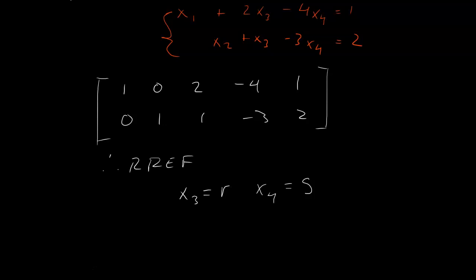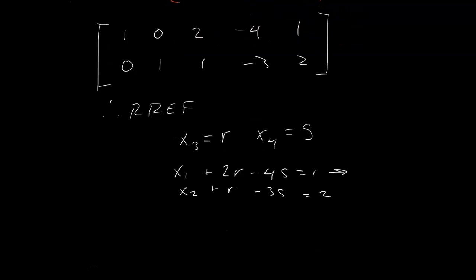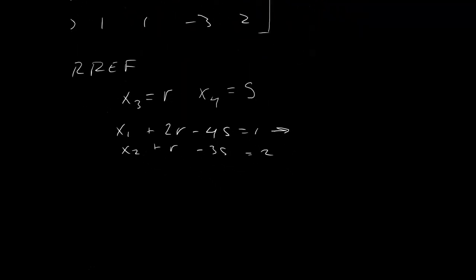So x1, for instance, looking at that first row, could be written as 1 plus 2 times r minus 4 times s is equal to 1. And you could simplify that a little bit to solve to get just what x1 is. And then x2, likewise, I know r minus 3s is equal to 2. So here's a way of writing my variables in a bit of a parameterized form.